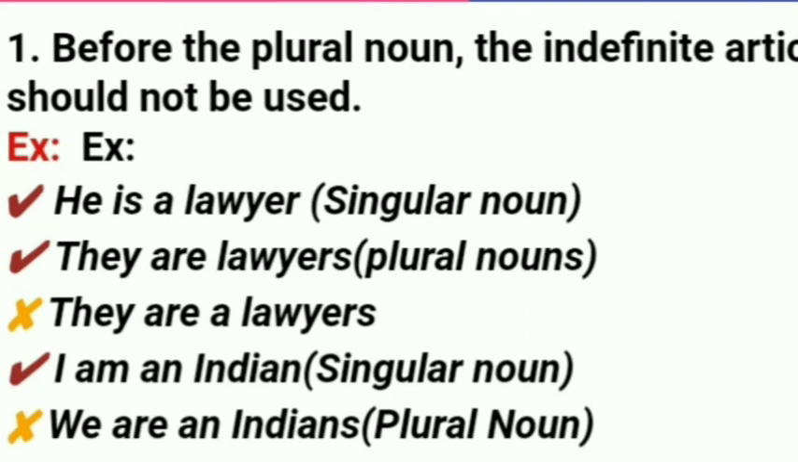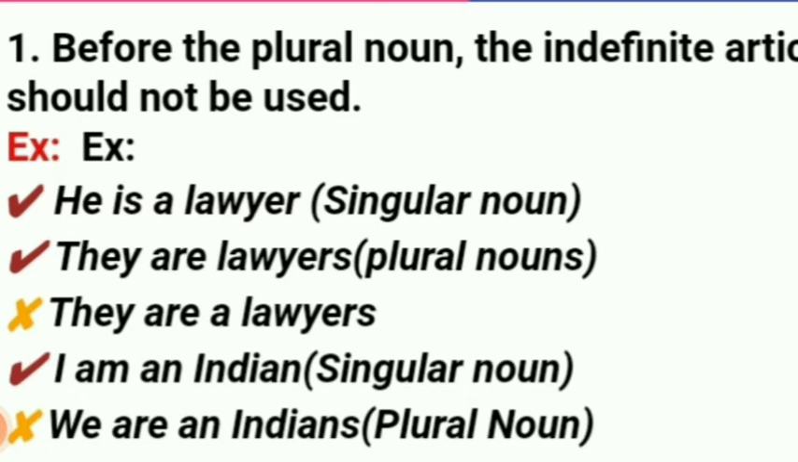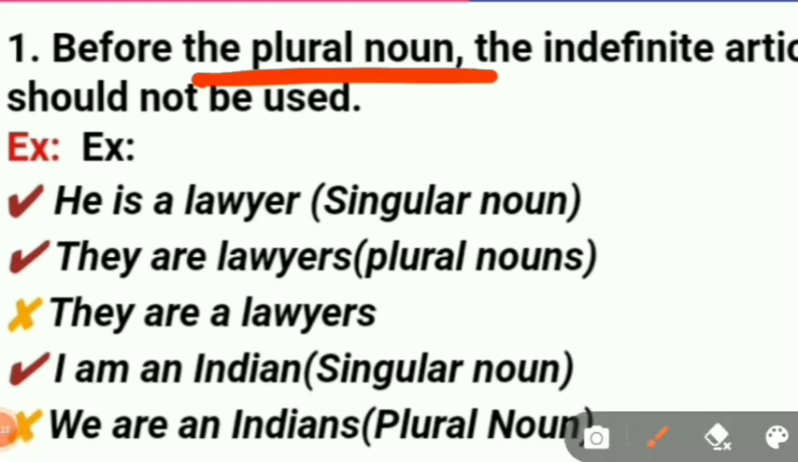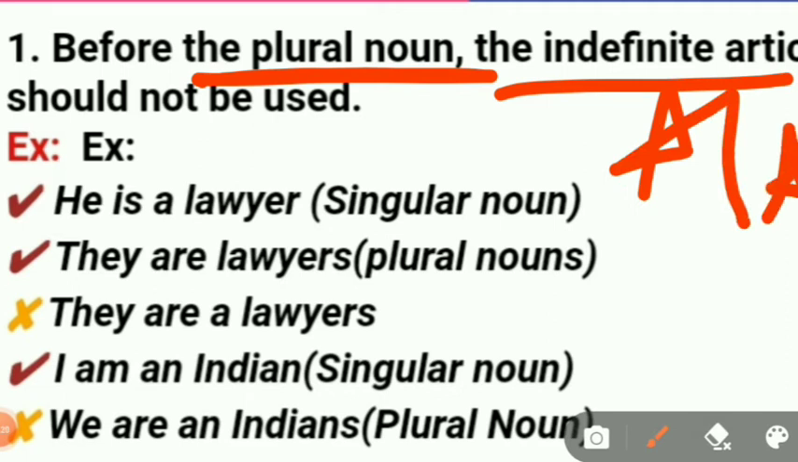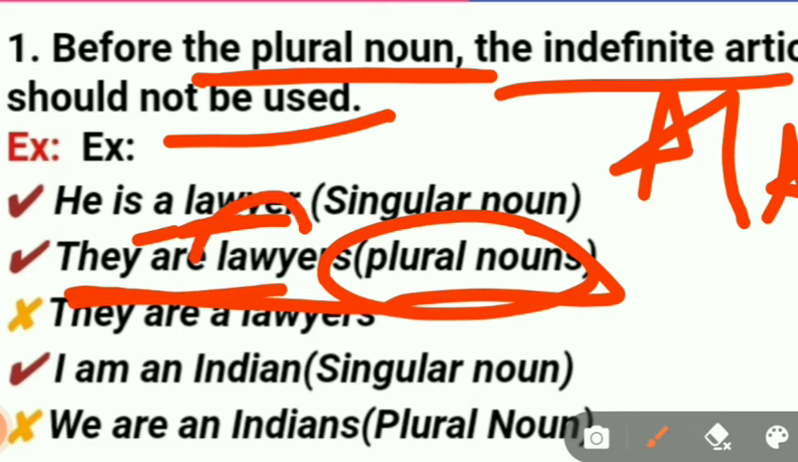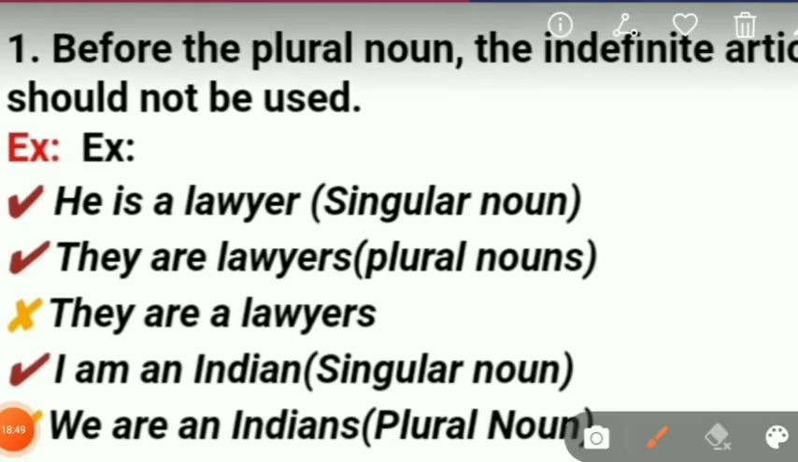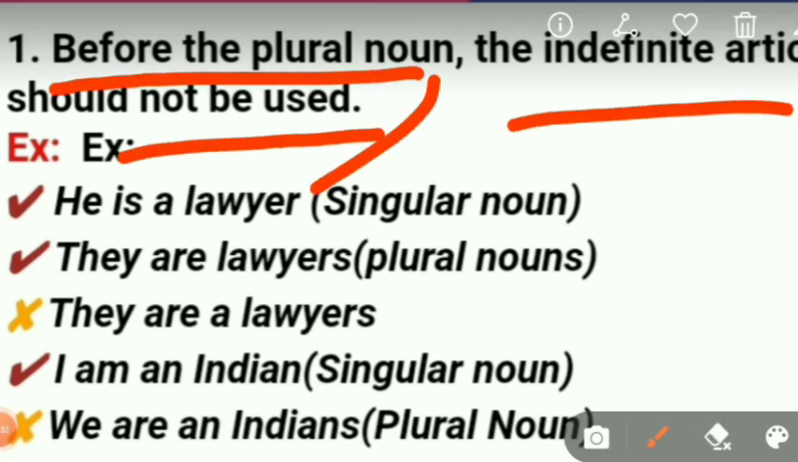Now, where not to use any article. Before a plural noun, the indefinite article a or an should not be used. For example, he is a lawyer, singular noun. There are lawyers, plural noun. Don't say there are a lawyers. Don't use anything before a plural noun. The indefinite article should not be used.